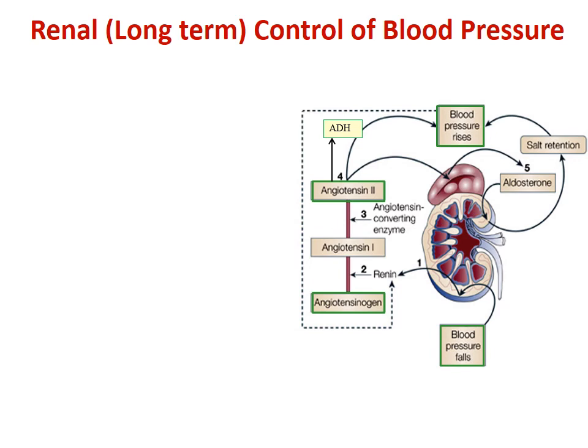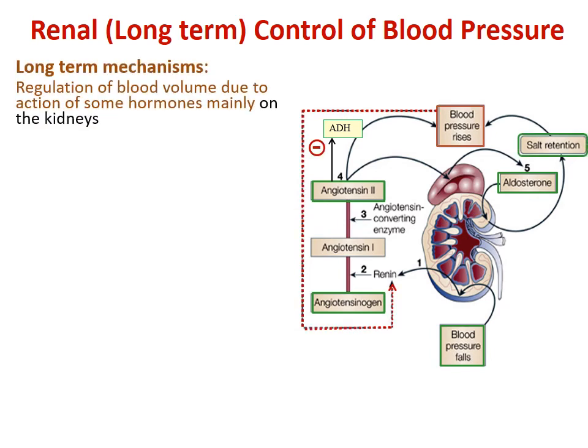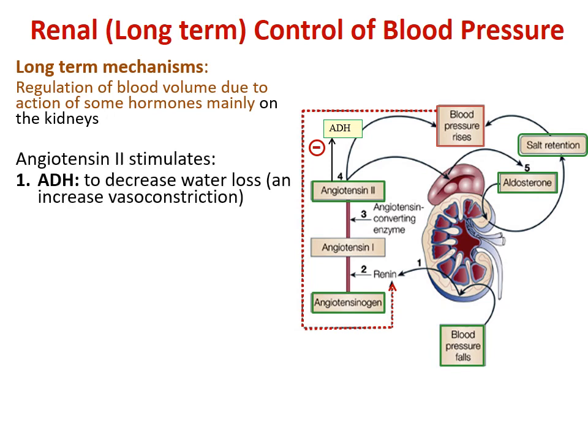Angiotensin 2 also causes the release of ADH. ADH is again a posterior pituitary hormone which is stored in the posterior pituitary. So when more ADH is released, more water reabsorption is possible. So long-term mechanisms include all these basic steps. Angiotensin 2 stimulates ADH, and when ADH is there, it will be decreasing the water loss, and also it will be causing a vasoconstrictor effect. What is the another name for ADH? It is also called vasopressin.